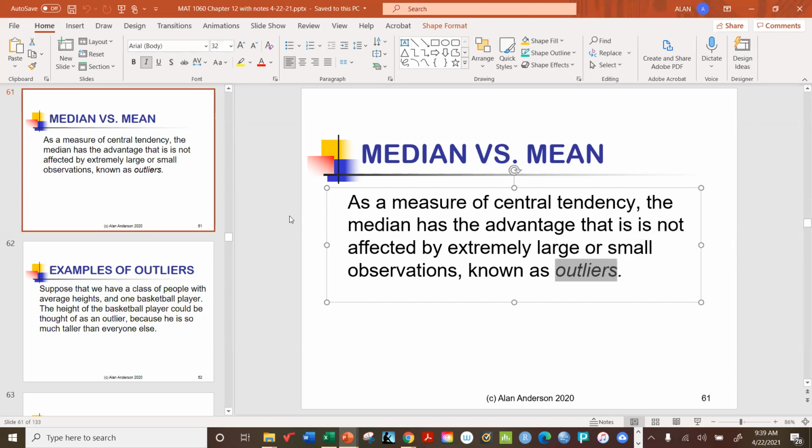What exactly is an outlier? Well, you may have heard that word before. It basically means, in this context, an element of a sample or a population that is either much larger than the rest of the data or much smaller. And it turns out that outliers can distort our mean, but they do not distort our median.